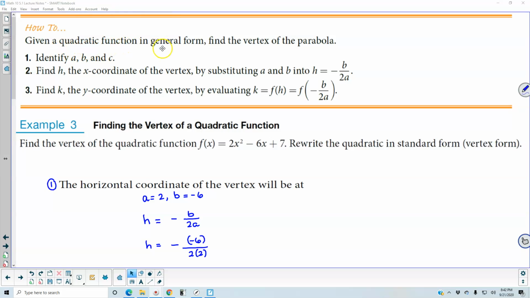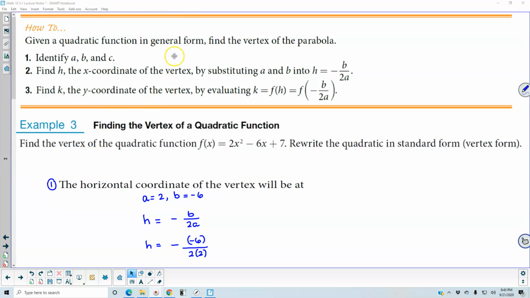Given a quadratic function in general form, we want to find the vertex of the parabola. The first thing we have to do is identify what a, b, and c are in the general form. And then the second step is to find h, which is the x-coordinate of the vertex, by substituting a and b into h, which is equal to negative b over 2a. And then step 3, we want to find k, the y-coordinate of the vertex, by evaluating k, which is equal to f of h, meaning h is the input into the function f.